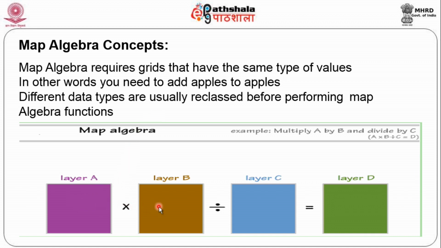Layer A into layer B divided by layer C. What do you exactly mean by that? Every cell: first cell of layer A, first cell of layer B, first cell of layer C.